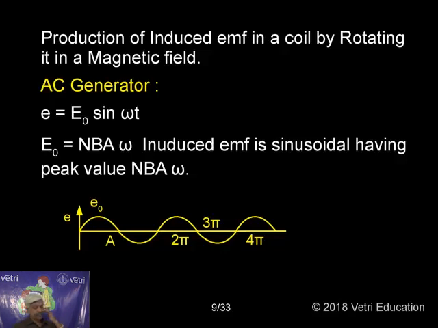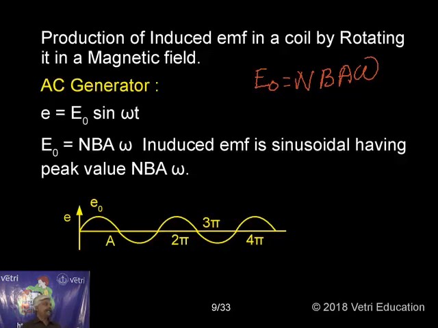This is why I have stressed it one or two times. In most of the NEET examinations, the problem is to calculate the maximum value of EMF, from which the frequency can also be calculated. So be careful. The E naught value is very important. What is the value of E naught? NBA omega. What is omega called? Here it is called angular frequency. Omega is called angular frequency, 2 pi nu, from which nu can be calculated. That is the thing you have to understand.